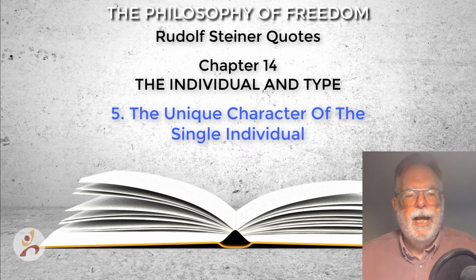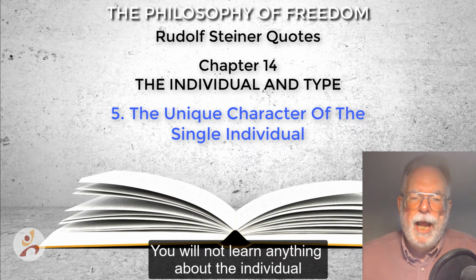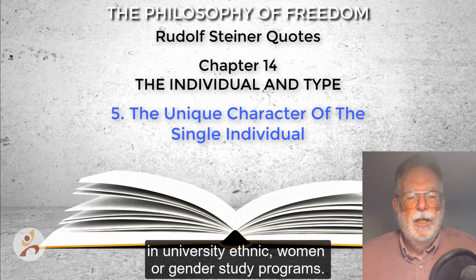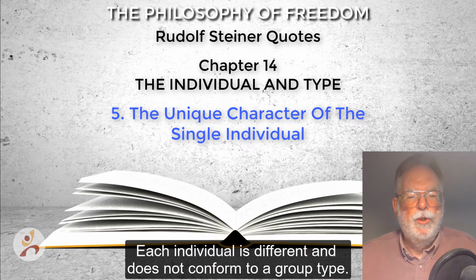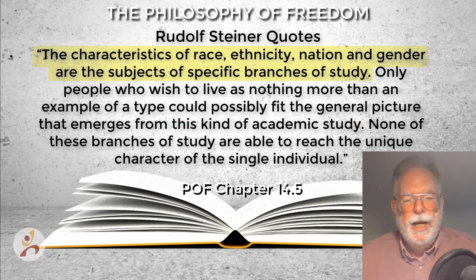5. The unique character of the single individual. You will not learn anything about the individual in university, ethnic, women, or gender study programs. Each individual is different and does not conform to a group type. The characteristics of race, ethnicity, nation, and gender are the subjects of specific branches of study.